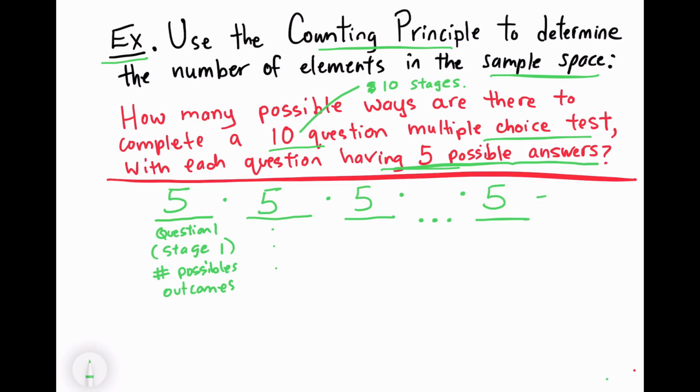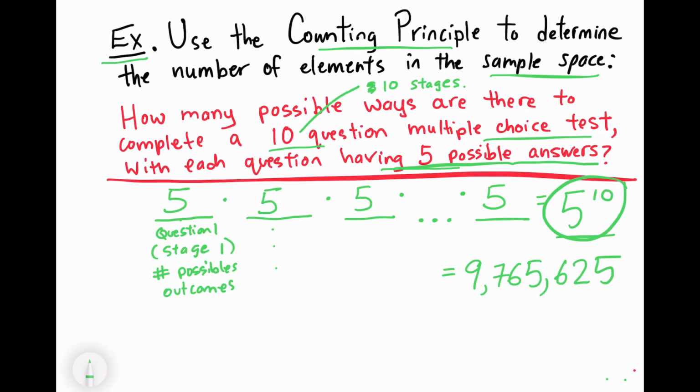And so what do we get if we multiply 5 times 5 times 5, 10 times? We can write this as 5 to the 10th power. And if you pop that into your calculator, you get 9,765,625. And if the number just gets to be too big, you can just enter it like this in WebAssign. So here's our final answer.